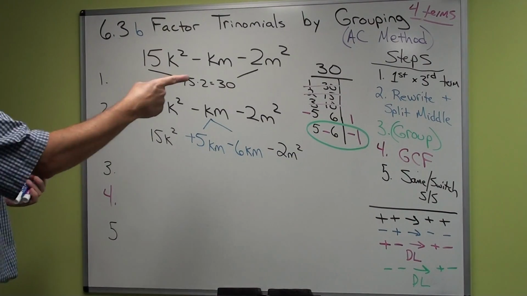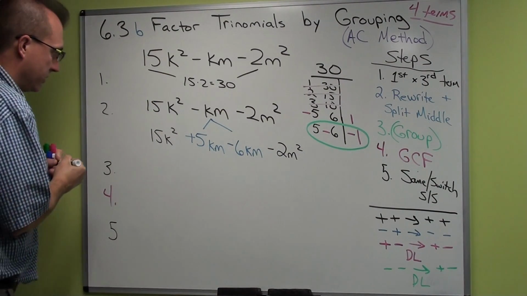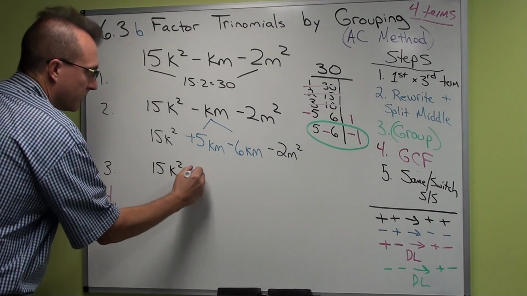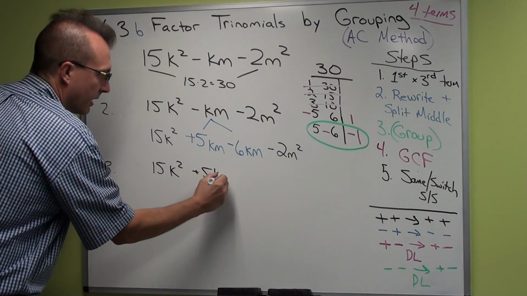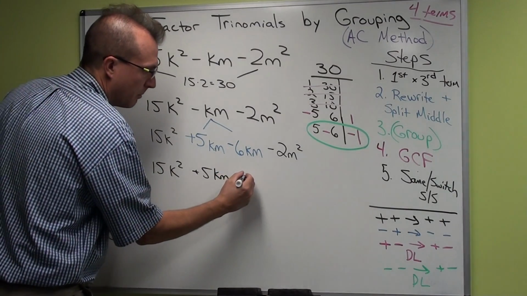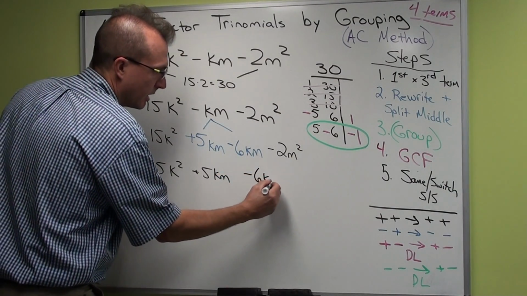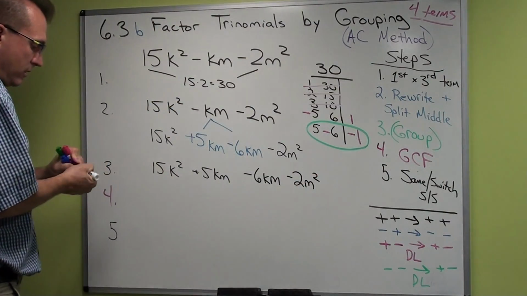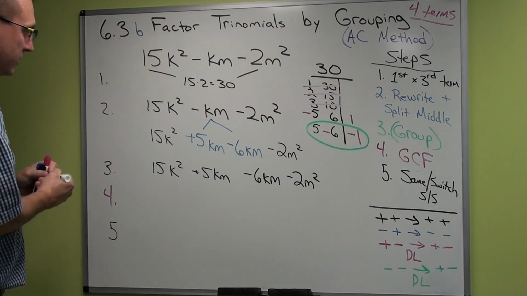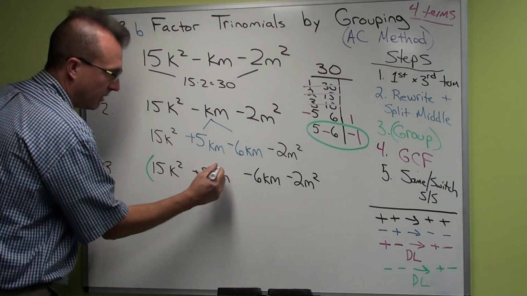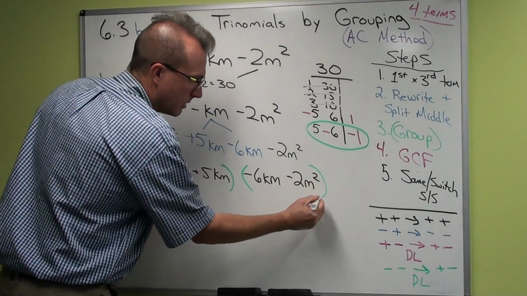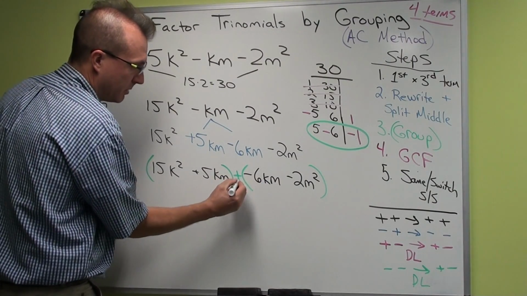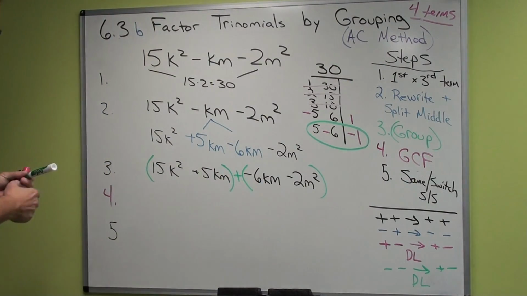And then the third step is to group it. So we rewrite it again, 15k squared plus 5km minus 6km minus 2m squared. Okay, I rewrote it. So now it's neat, I can see my steps. That's why I write it this many times. Make sure your negative is inside the parentheses and put a plus sign in there.